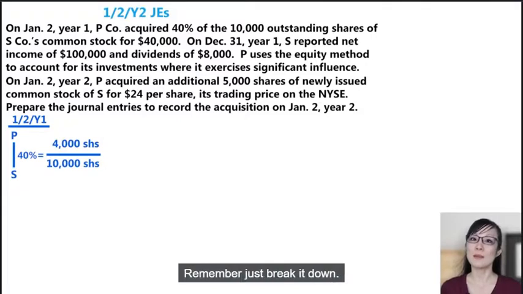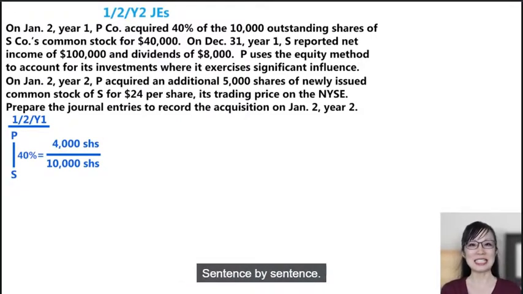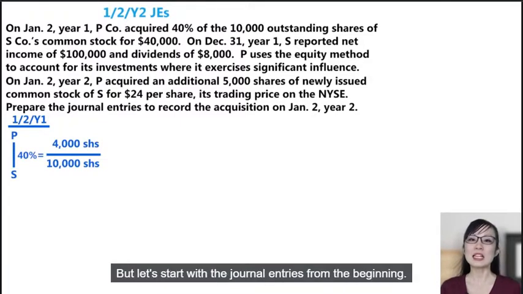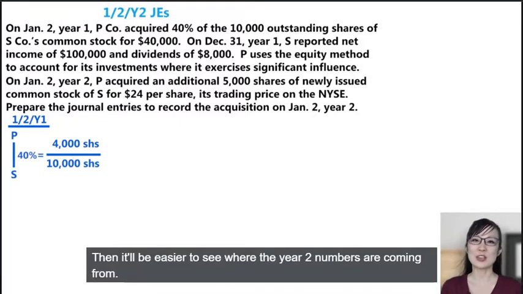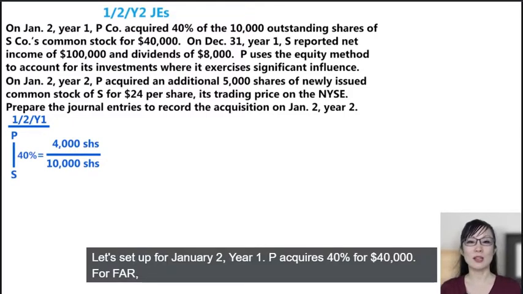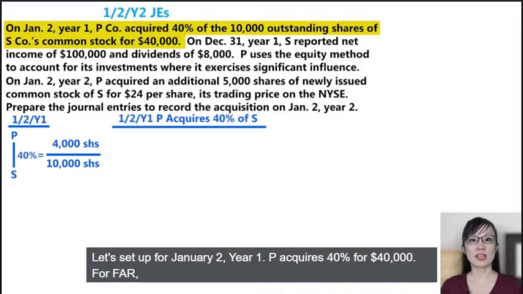That's a lot. Remember, just break it down sentence by sentence. Now, they're asking us for year 2 journal entries, but let's start with the journal entries from the beginning. Then it'll be easier to see where the year 2 numbers are coming from. Let's set up for January 2, year 1. P acquires 40% for $40,000.